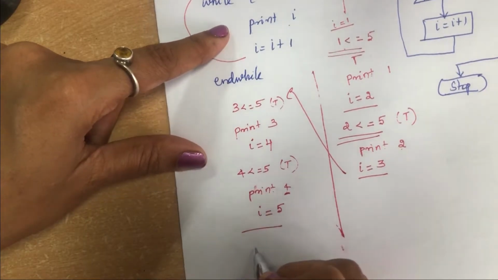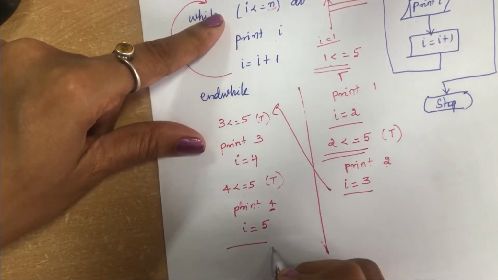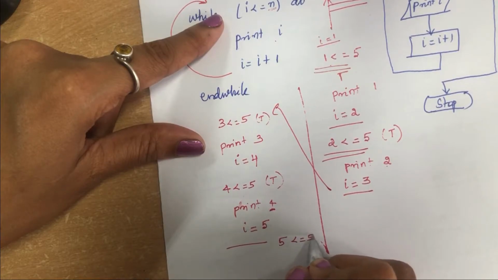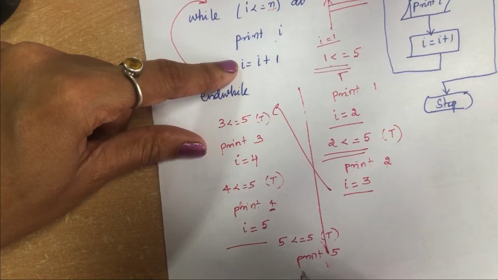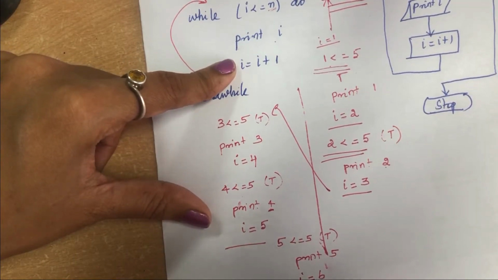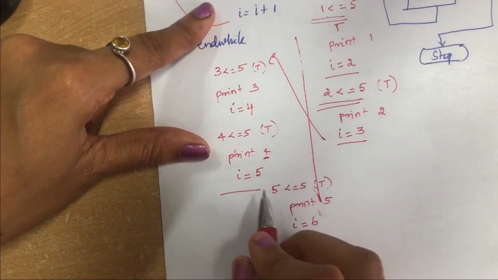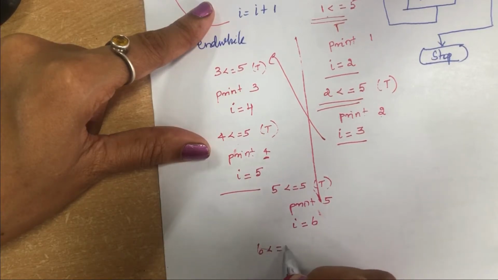Again it goes for checking the condition. 5 is less than or equal to 5. Yes, it is true. It will print 5 on the screen and it gets incremented. Now I is 6. So again it will check the condition: 6 is less than or equal to 5.